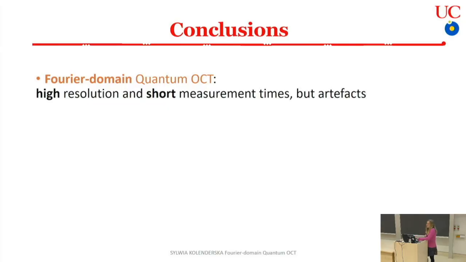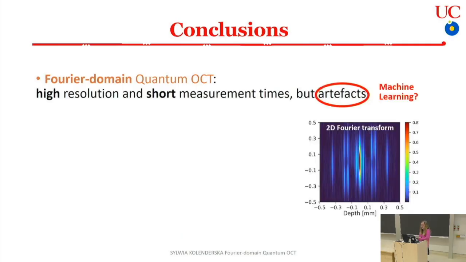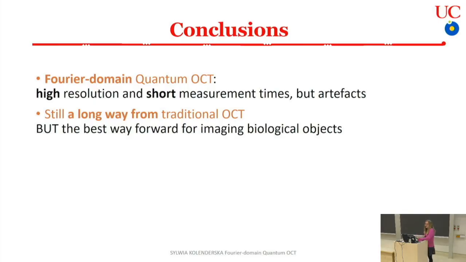And in conclusion, Fourier-domain quantum OCT gives us high resolution, short measurement times, but still we have artifacts. So that's right now a big deal breaker for this kind of approach, but we have a way to identify the artifacts. And maybe with these advanced computational tools like machine learning, we could get rid of them completely. Of course, it is still a long way from traditional OCT, especially when it comes to imaging biological objects.